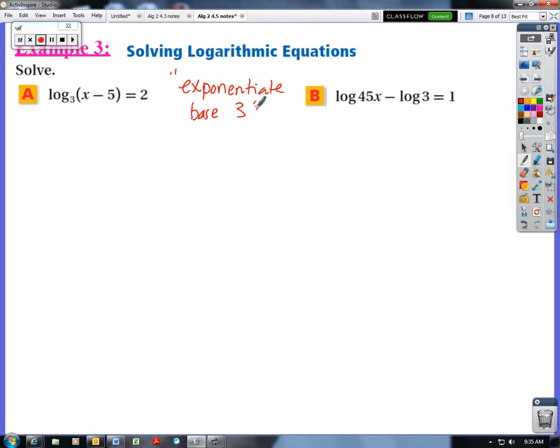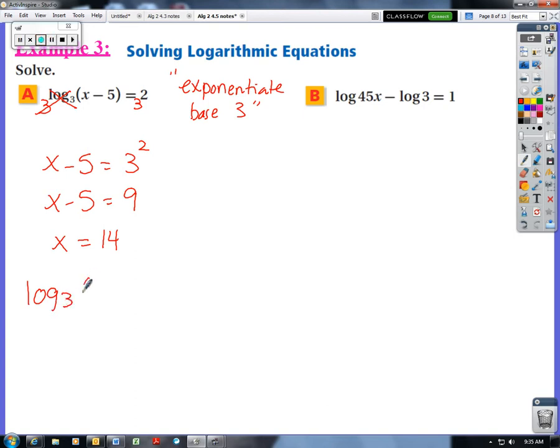What it looks like is you make the 3 be the bases, and so you get this. The nice thing is you can use your inverse property. The 3 raised to the log base 3 undoes, and you're left with x minus 5 equals 3 squared. X minus 5 equals 9. Add 5 to both sides. X equals 14.